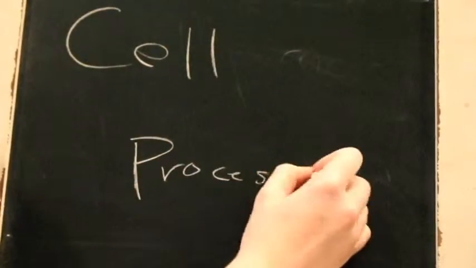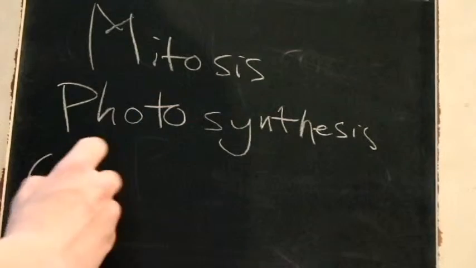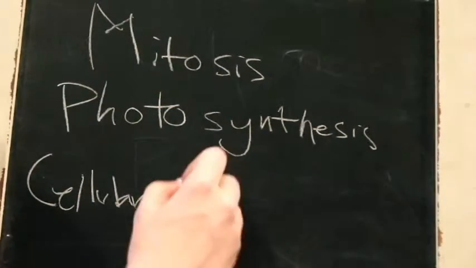Today we're going to talk about cell processes. Some of these processes that we're going to talk about are mitosis, photosynthesis, and finally we're going to talk about cellular respiration.